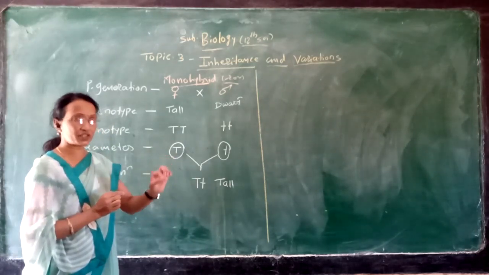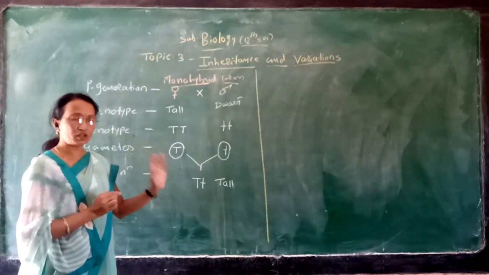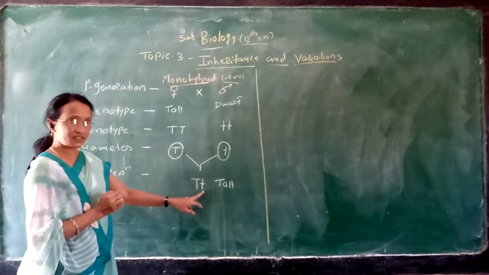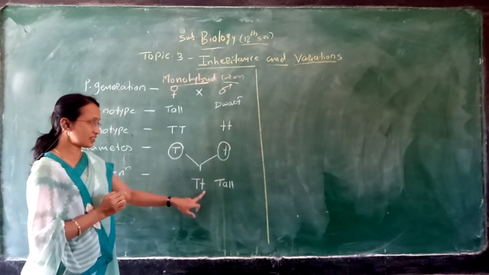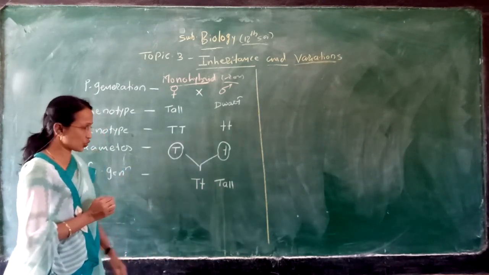And in F1 generation, only tall offsprings are formed, only tall offsprings are observed. This one is a recessive gene. This capital T suppresses the characteristics of this small t. And so, only tall offsprings are observed in F1 generation.